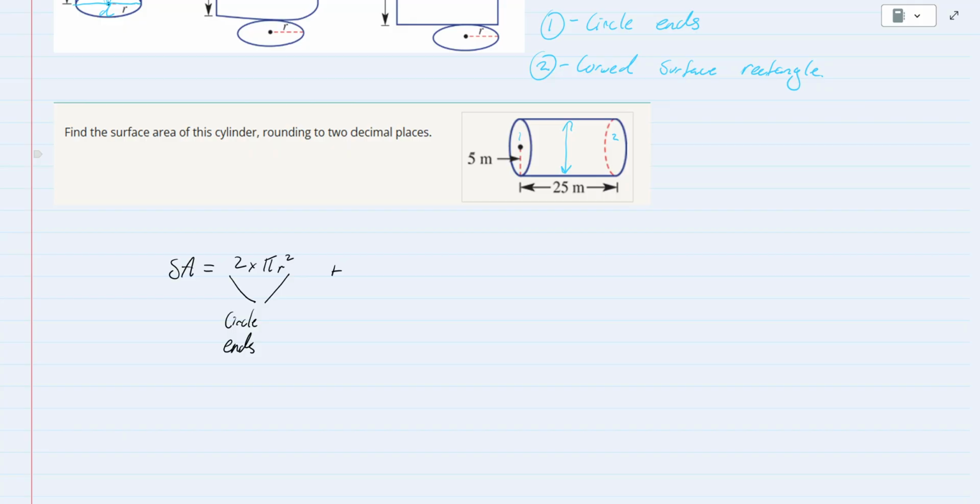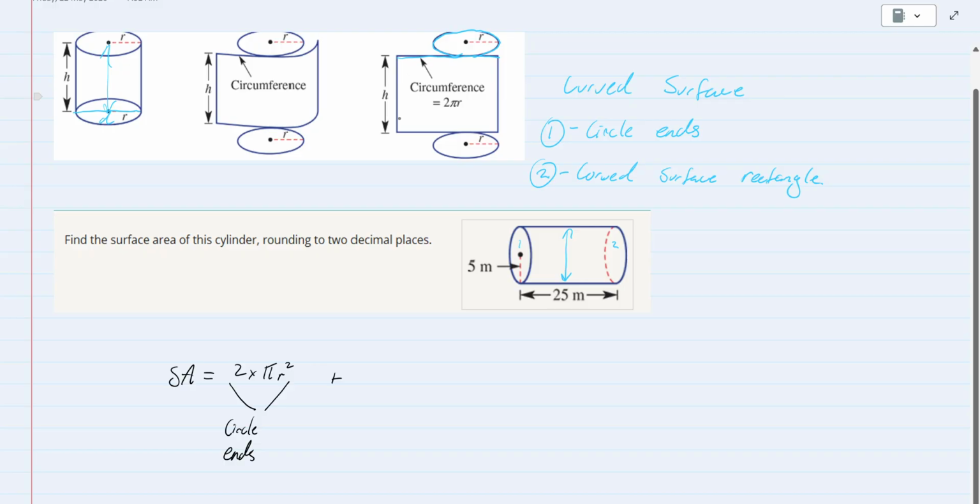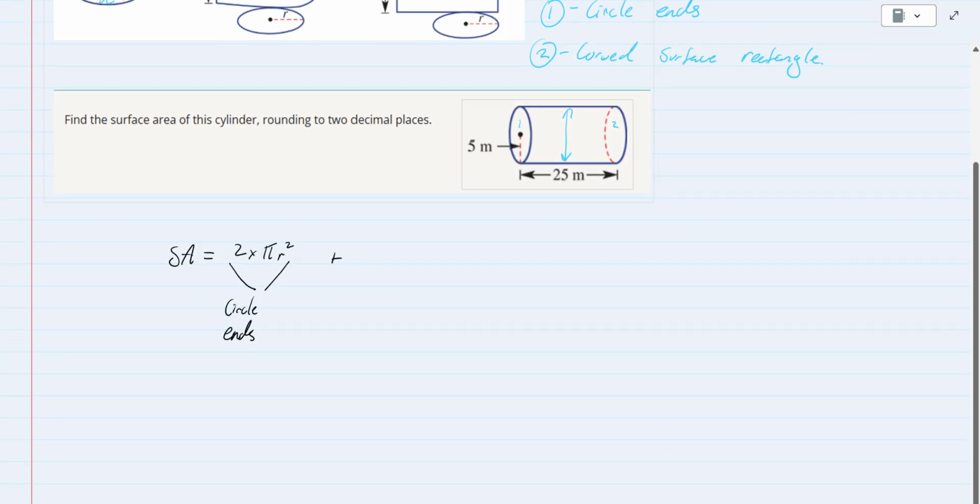Then we have the curved surface rectangle. And because it's a rectangle, a lot of students think it is length times width, and they use the diameter. They multiply the radius by 2, they use the diameter as width, but that is wrong because remember, this wraps the whole way around the can, like that. So the length of the rectangle is equal to the circumference of the circle. So to find that out, we use 2 times pi times the radius, 2 pi r. Remember, from when we did perimeter and circumference of circles, 2 pi r is the formula for the circumference of a circle.